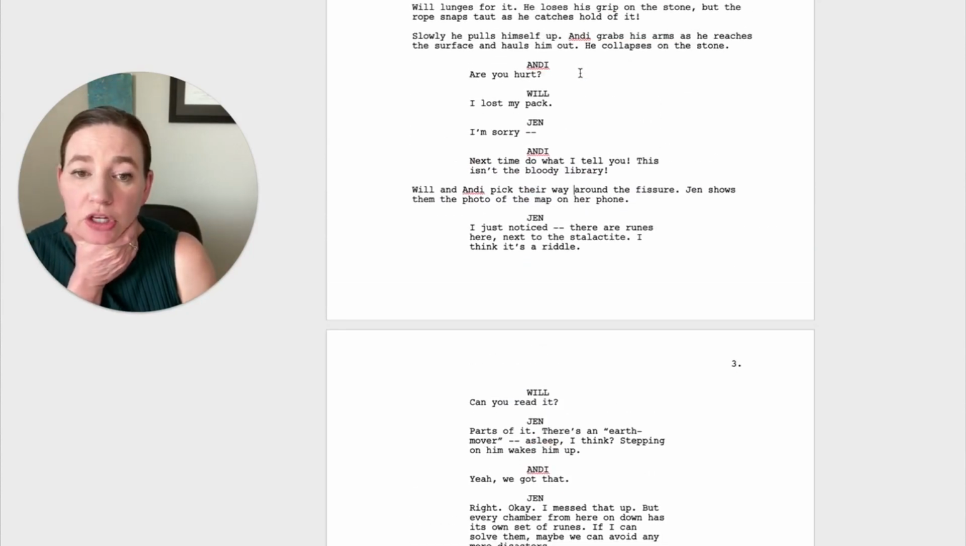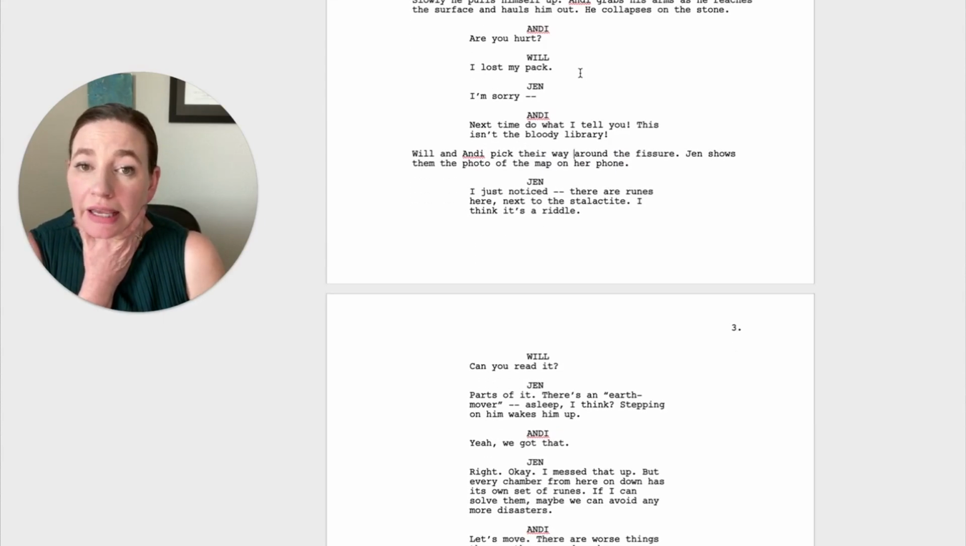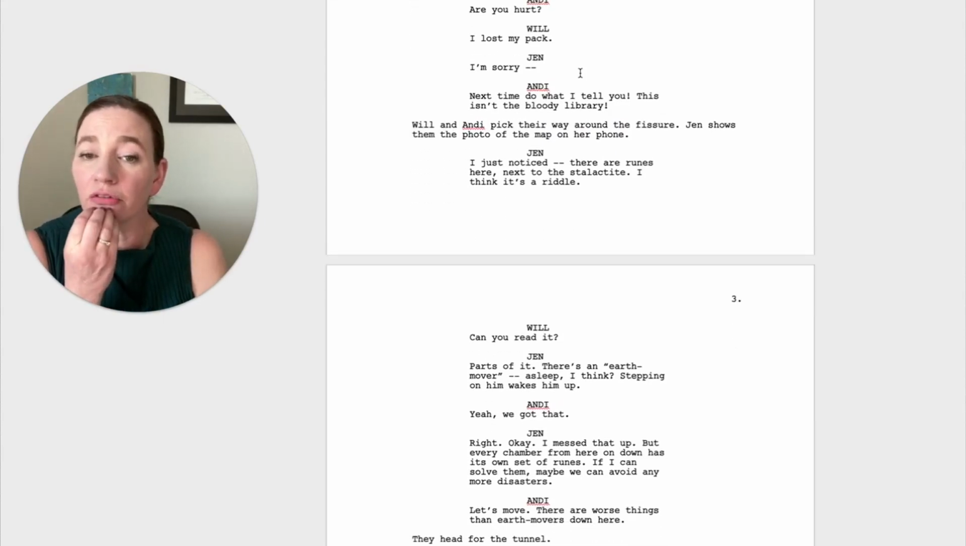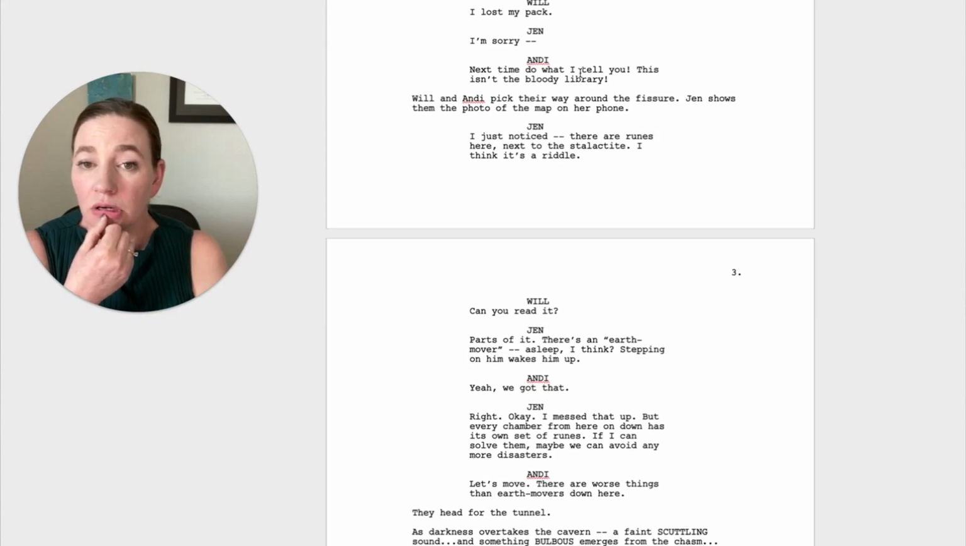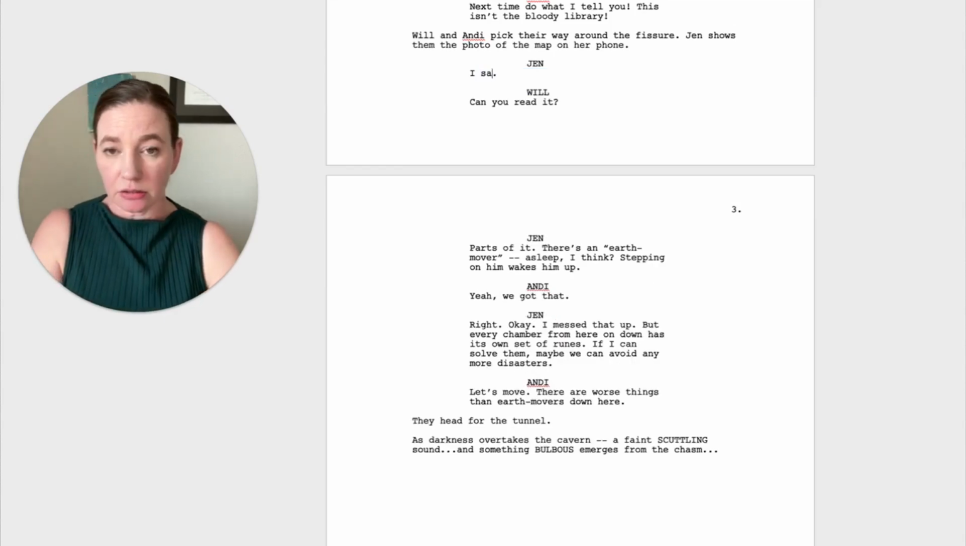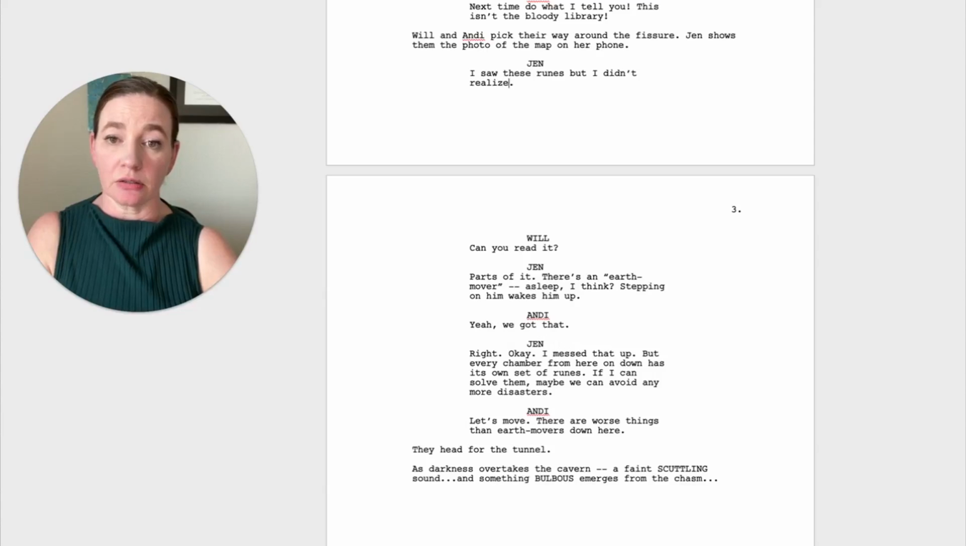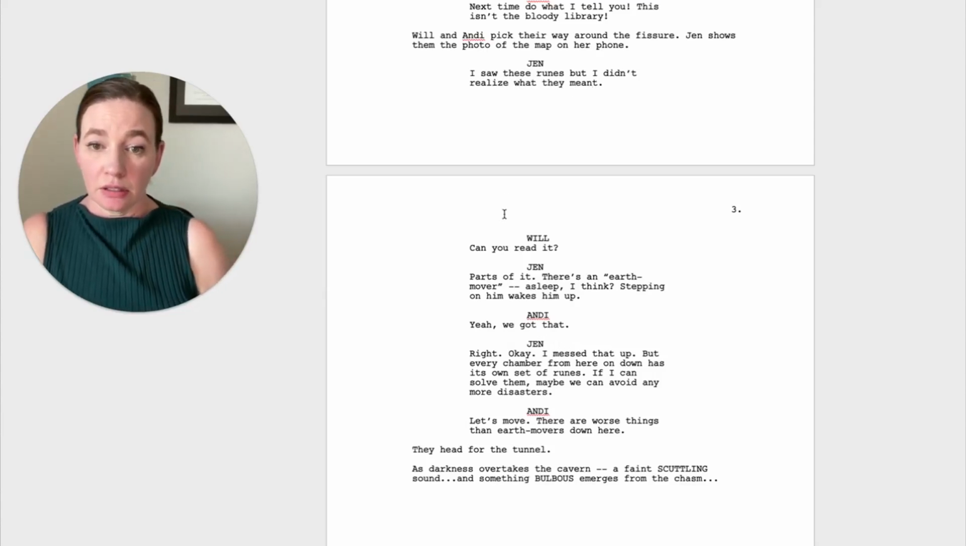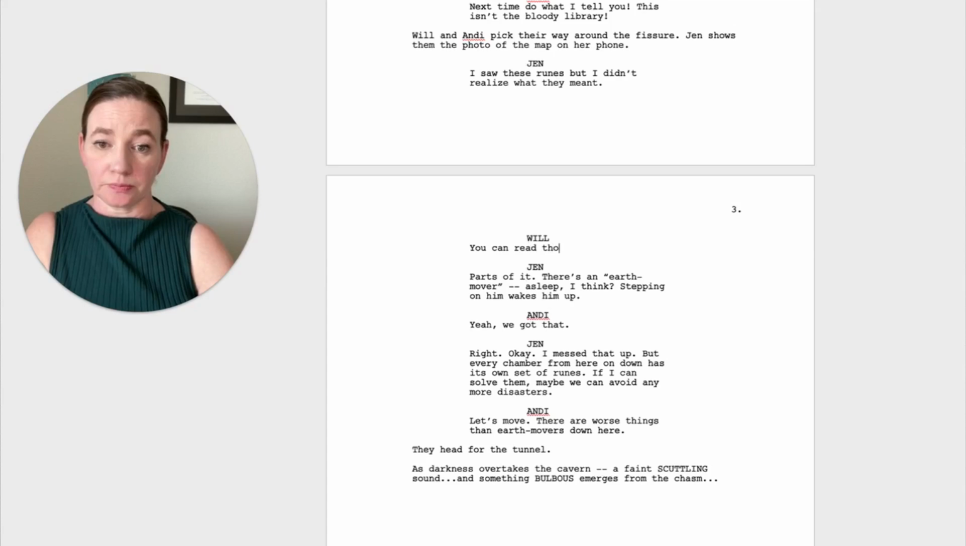She's just finished apologizing, and she hasn't really had time to look at her phone. So maybe we could have her say something like, I saw these runes, but I didn't realize what they meant. And then Will could ask her, maybe he could say something like, you can read those. This is establishing a skill that she's going to need later on anyway.